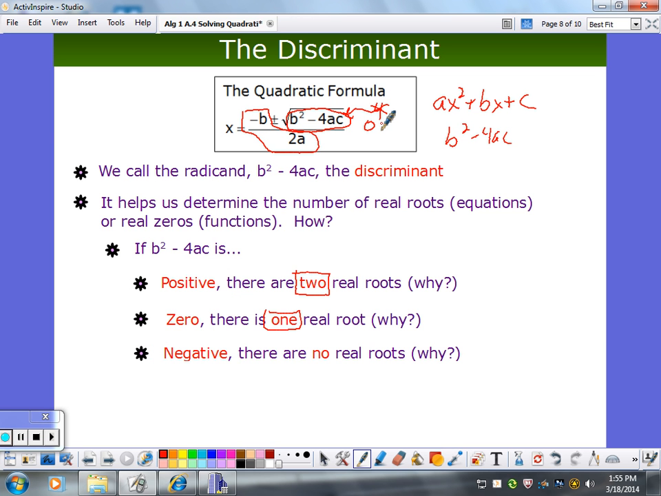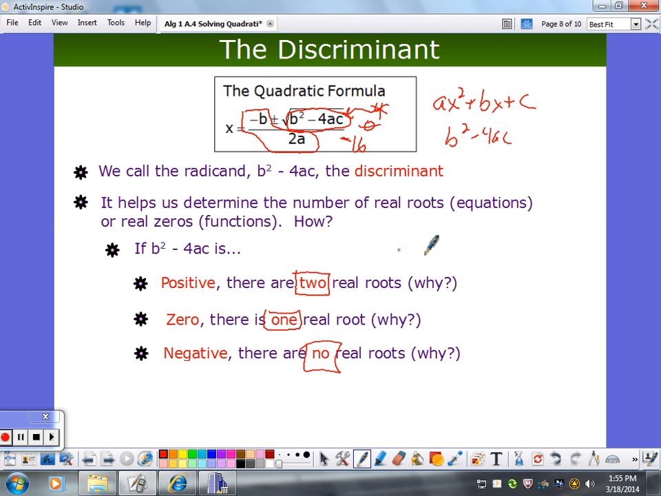Now, negative. I put stuff in here and out pops negative 16 under a radical. Can I take the square root of negative 16 in the real number system? What's the square root of negative 16? Negative 4? What's negative 4 times negative 4? Is there a problem? In the real number system, I cannot take the square root of negative 16. If you get a negative number here, there are no real zeros.